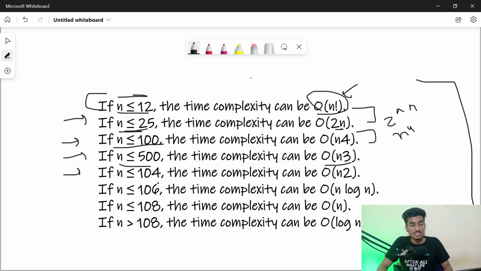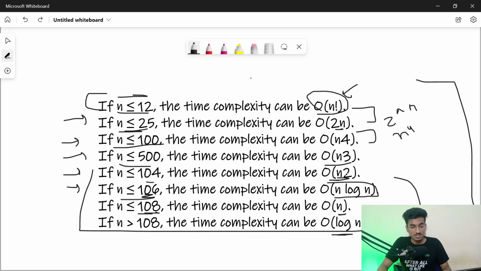And if the value of n is 10 to the power 4, then you can write some algorithm of n square. If the range is up to 10 to the power 6, then we can write an algorithm of n log n. If we have 10 to the power 8, then we have to write O of n. If we have greater than 10 to the power 8, then we have to write O of log n or O of 1.